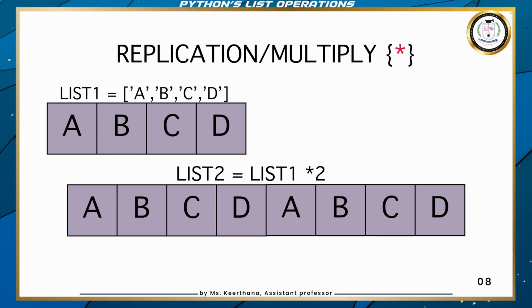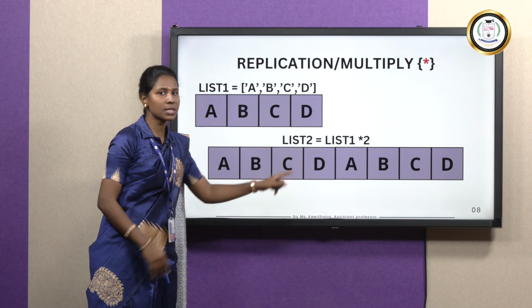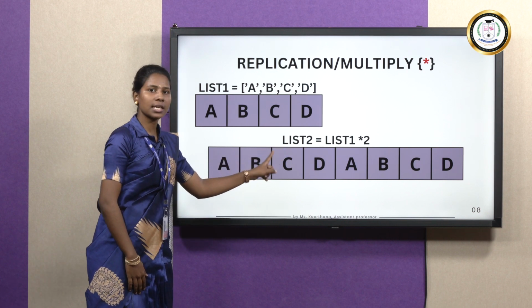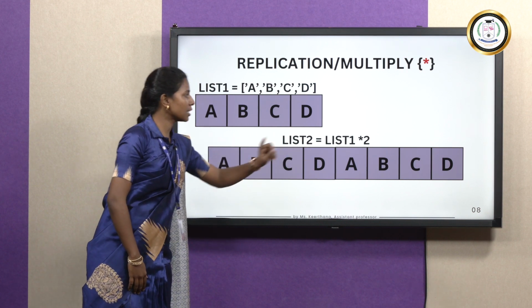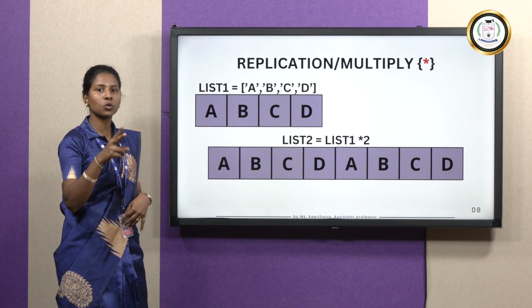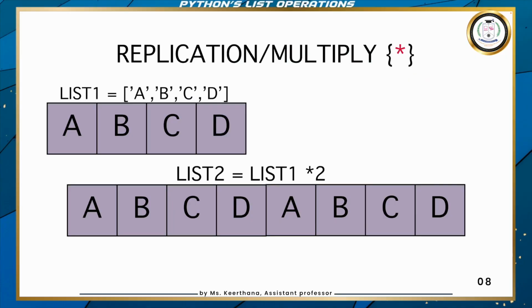To do this operation, I will be using the asterisk symbol. I am going to assign list 2, considering list 2 as a new list. I am just taking list 1 asterisk 2. It means it is going to give 2 copies of list 1. So, the elements are the same as list 1 but we are getting 2 copies of list 1. This is known as replicating or multiplying to get the repeated elements of the list.